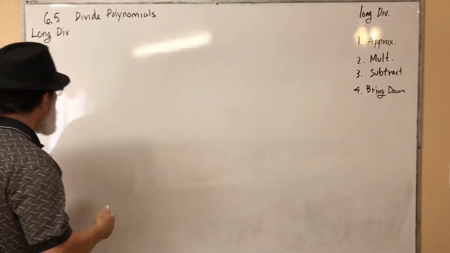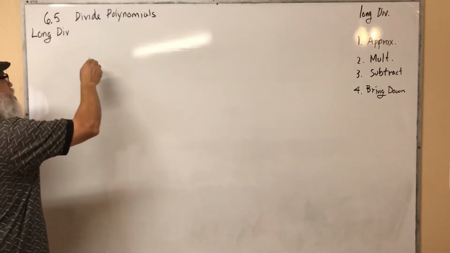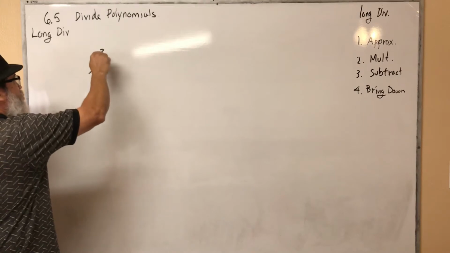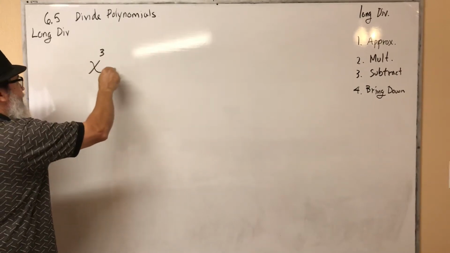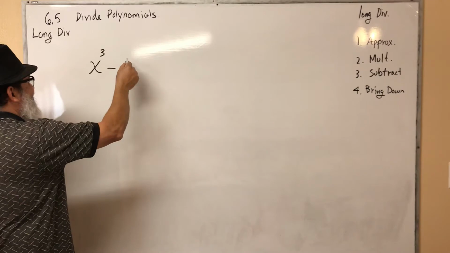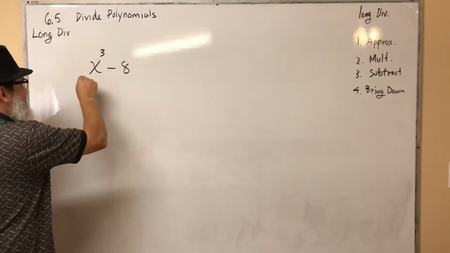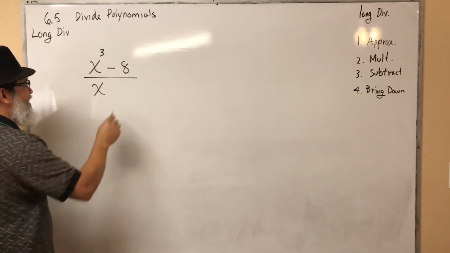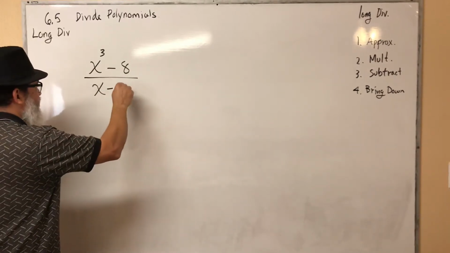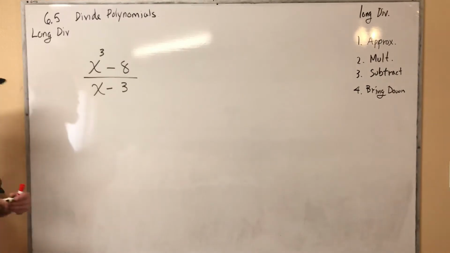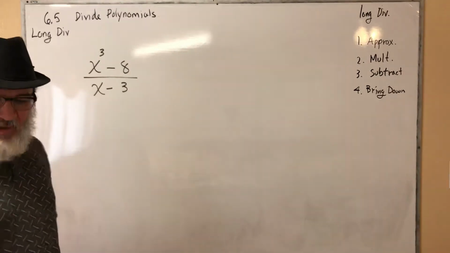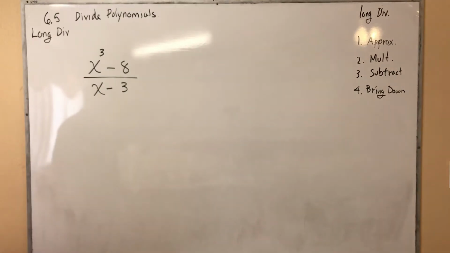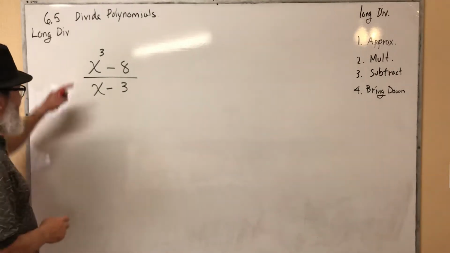I'll do this one. x to the third minus 8 divided by x minus 3. Okay, so let's write, that's my numerator.